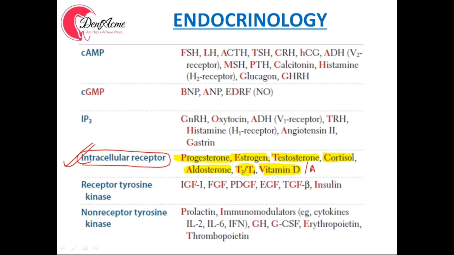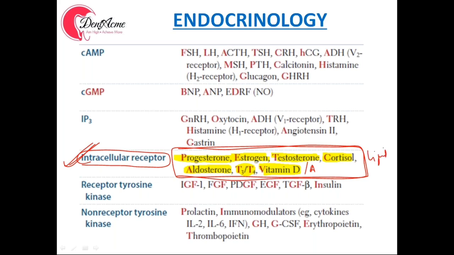If we can just remember this, we can rule out a lot of options, and that would help us in getting to the correct option. So you need to remember this properly. You cannot afford to not remember this. This is very important, and all of them are lipid soluble, as we just discussed.